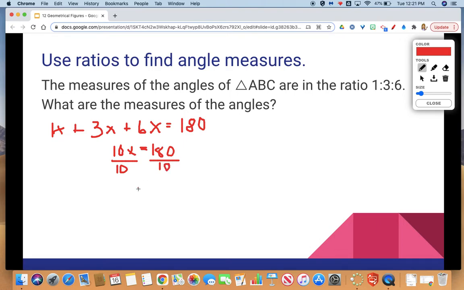X by itself would be worth 18. So that means x, the first number in our ratio, 1x, is 18 degrees. 3x means we would take our 18, plug that in for x, and take 3 times 18, so that would give us 54 degrees for the second angle. And our last, 6 times 18, would give us 108 degrees.